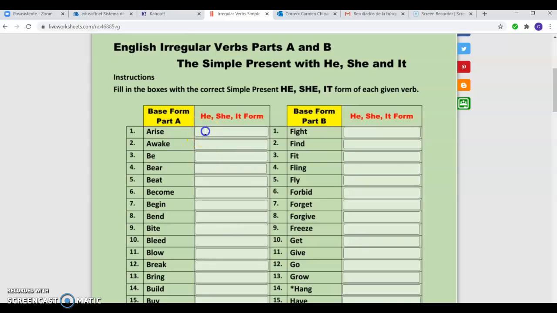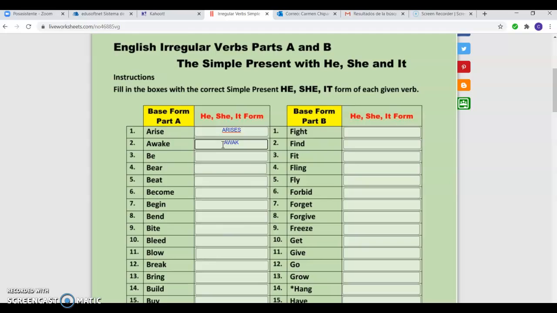For example, in number 1, arise. Si yo utilizo el verbo arise para trabajar con he, she, it, ¿a qué se convertiría? Arises, porque termina en E. Number 2, awake.